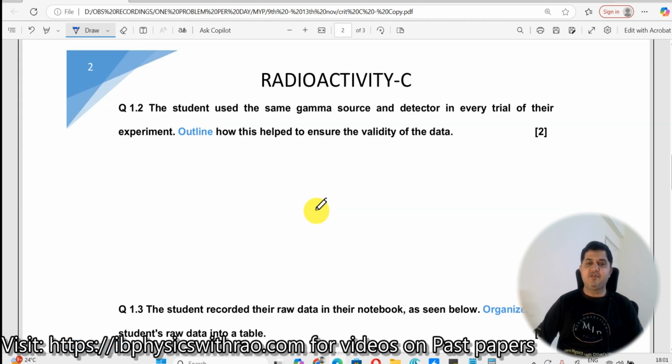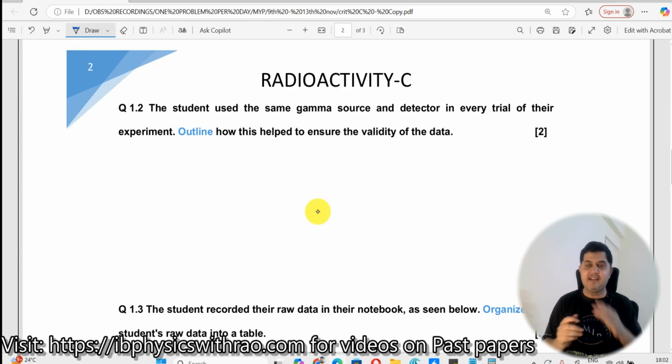Next, the student used the same gamma source and the detector in every trial of the experiment. Outline how this helped to ensure the validity of the data. It means you use the same source and also the same detector, the same Geiger-Müller counter. How did it ensure the validity? See, radioactivity is a very highly chaotic phenomenon. So today if I'm able to observe something, the next moment it might change. There is no deterministic value.